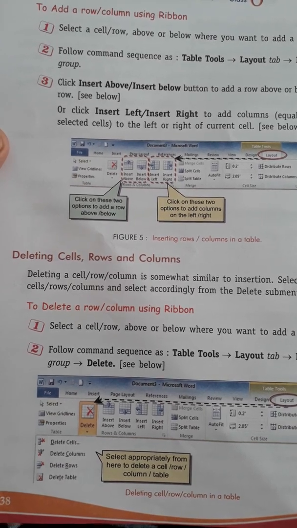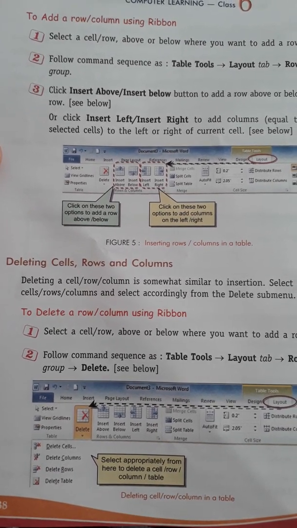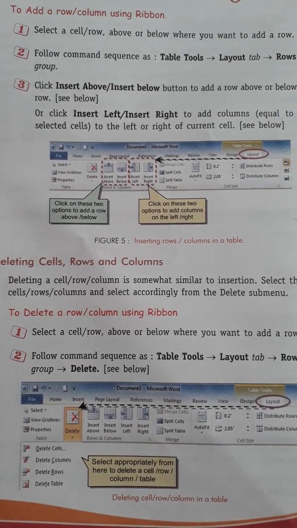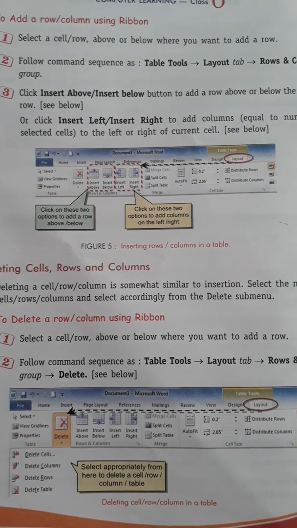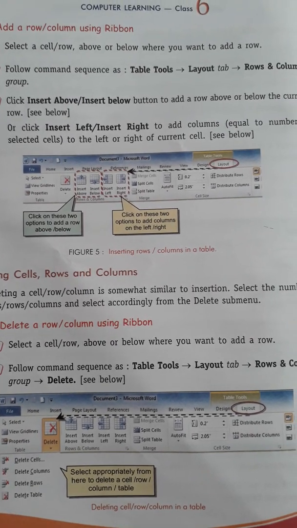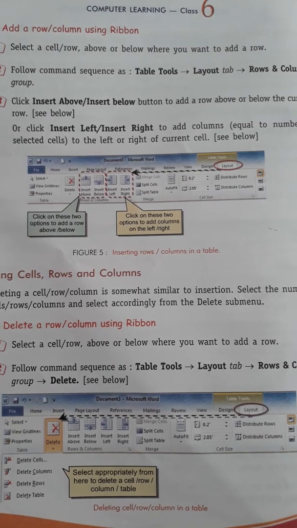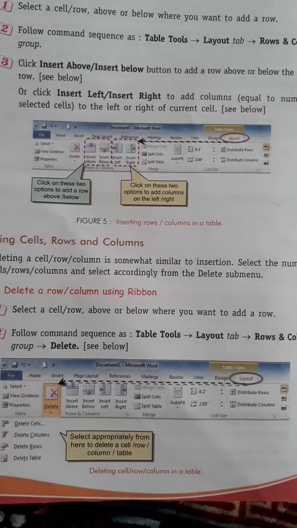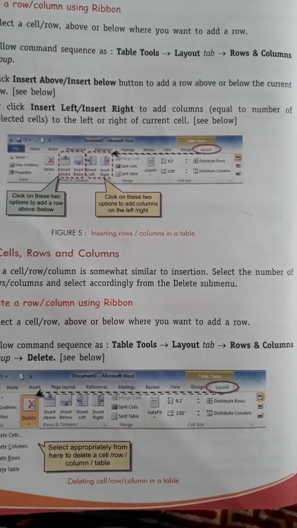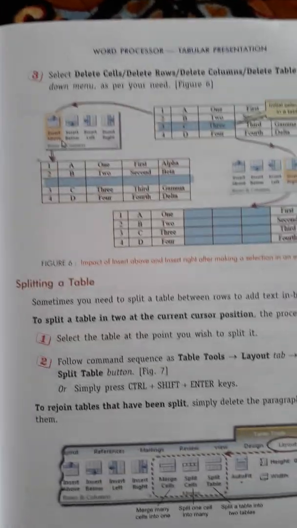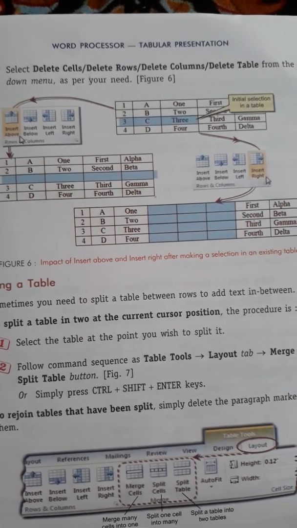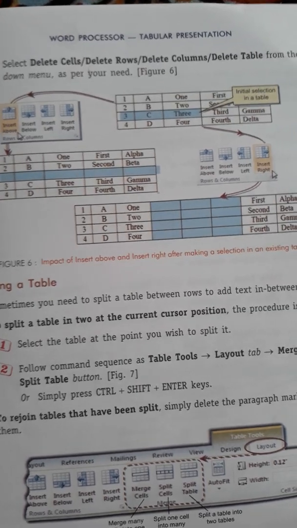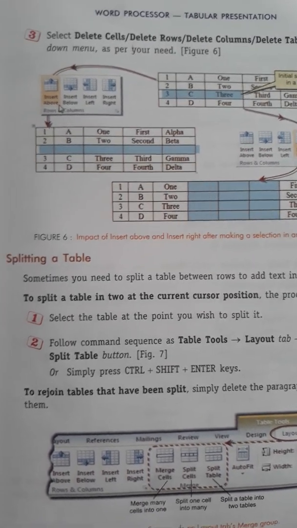Next, deleting cells, rows and columns. To delete a cell, row or column, we have to follow these steps. Select a cell, row or column you want to delete. Follow the command sequence as Table Tools, Layout tab, Rows and Columns group and click the Delete option. Select Delete Cells, Delete Rows or Delete Columns from the drop-down menu. So the selection will be deleted.